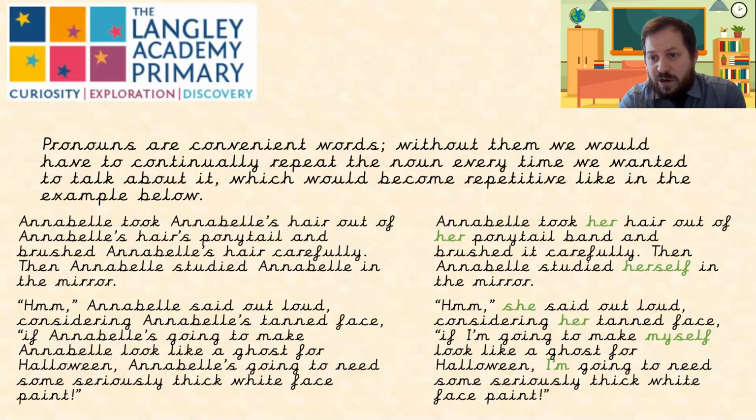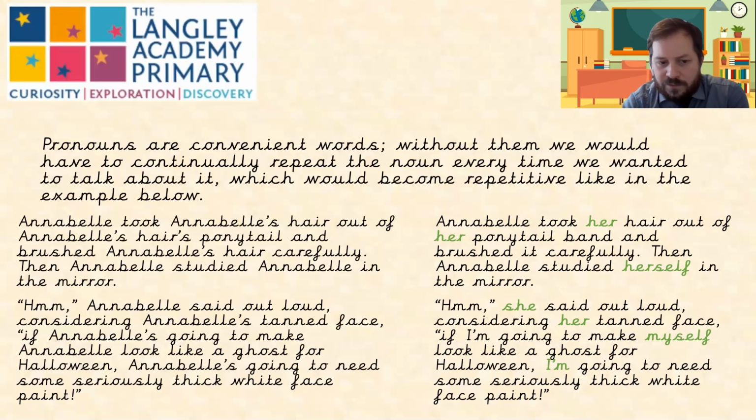And as long as we know that, that's fine. We know we talked about Annabelle twice before in a previous paragraph or before the speech. So we know this must link to that. We've also said that she said it out loud, so we know it's linking to that. We know she's looking in the mirror, so we know that she might be considering her tanned face. So we don't need the two Annabelles at the start. We can replace them with she and her. Then, if Annabelle's going to make Annabelle look like a ghost for Halloween, is the next bit.